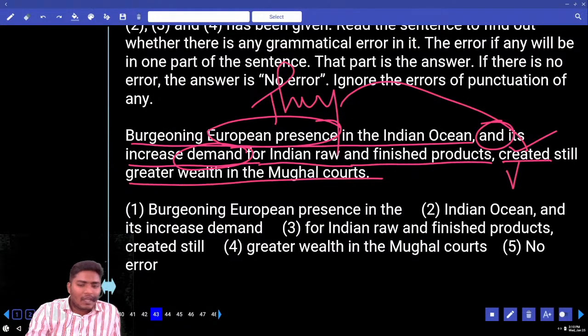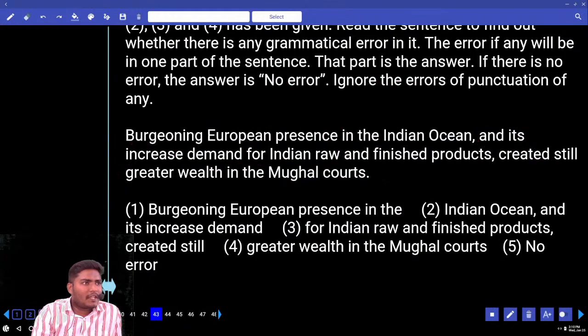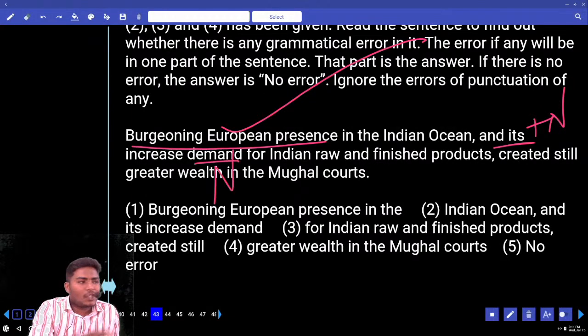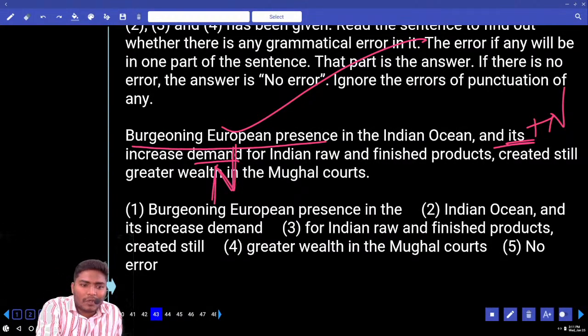That is the meaning. Now there is an error in this. Tell me your error. Burgeoning European presence, is that fine? Clear? And its, after its, what do we need here? Noun form is needed. Where is the noun form? Demand is a noun form, and it is given. Still there is one more word in between. Now this word must be in which part of speech? That must be an adjective.